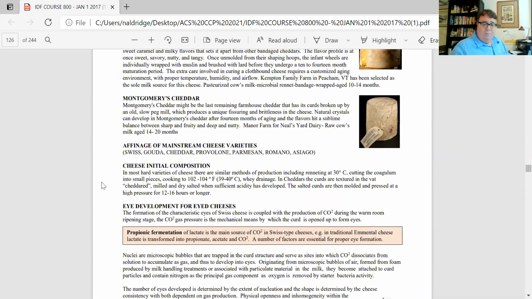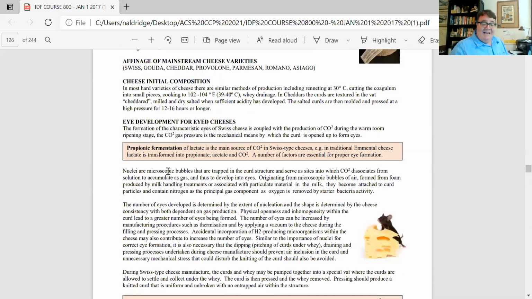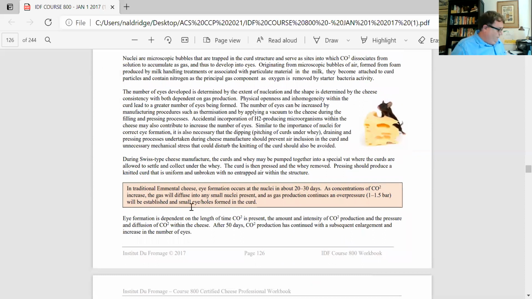And then I want to move on down to eye development for eyed cheeses. Know where the formation of eyes comes from. Propionic fermentation. Know that. That's where your eyes come from. I would say at least 1 to 2 questions on eye formation and where it comes from. How does it come about? So everything under eye formation on page 126, read up on all that for sure.